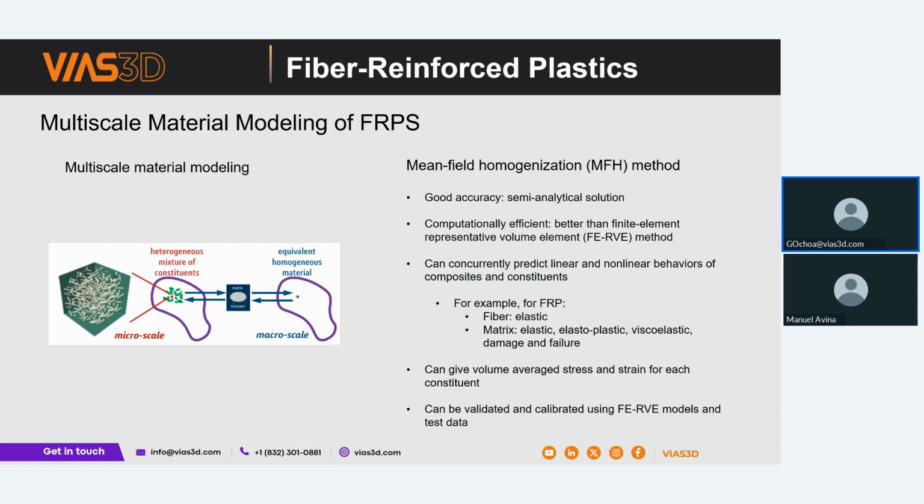So for example, using the mean field homogenization method, the user can define the fiber material behavior. In this case, could be elastic. And then for the matrix, the user can define either elastic or elastoplastic, and including viscoelasticity, damage, and failure material models that are coming from Abaqus. So basically, most of the material models available in Abaqus can be used in conjunction with this mean field homogenization method.